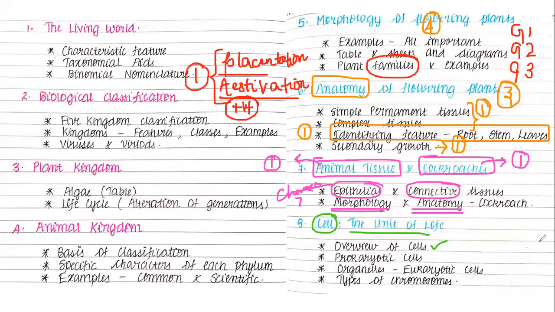Red blood cells, round and biconcave. White blood cells, amoeboid. Columnar epithelial cells, long and narrow. Nerve cells, branched and long. Tracheid, elongated; mesophyll, round and oval. Very important. One question will definitely come.